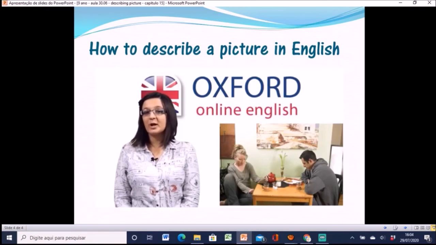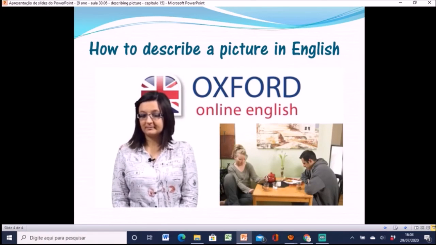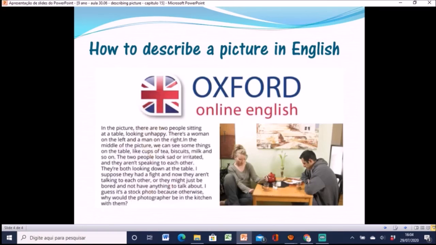Here's a possible longer answer. In the picture, there are 2 people sitting at a table, looking unhappy. There's a woman on the left and a man on the right. In the middle of the picture, we can see some things on the table, like cups of tea, biscuits, milk, and so on. The 2 people look sad or irritated, and they aren't speaking to each other. They're both looking down at the table.